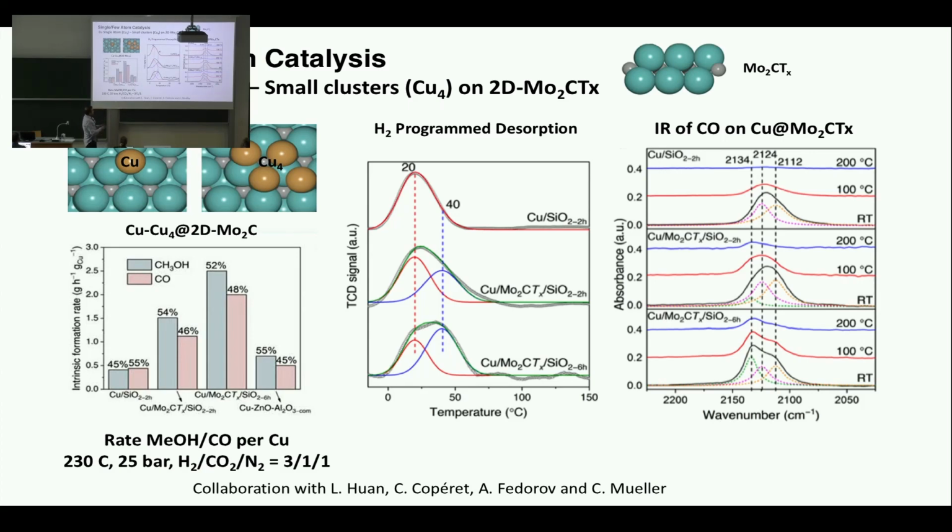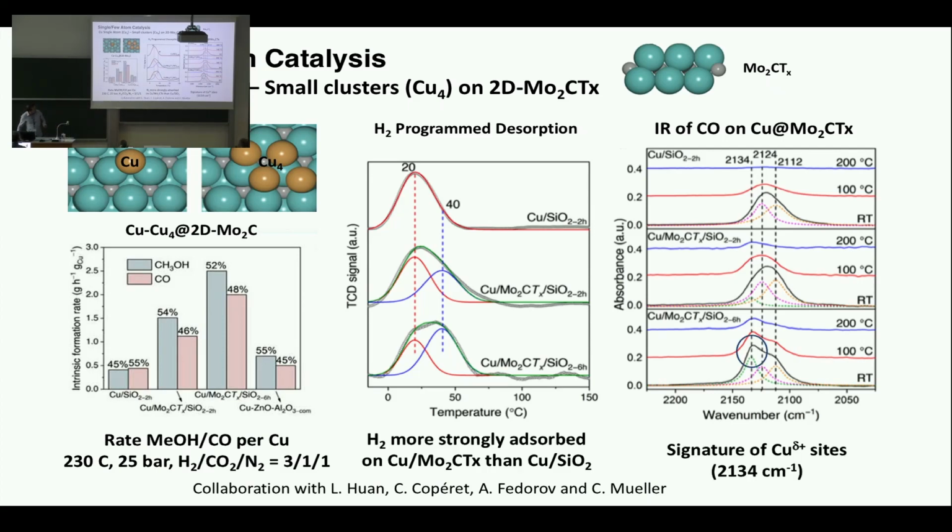And if you then try to assign what is the site responsible for catalysis, and these are hydrogen programmed desorption experiments, you see that on the most active system you have an additional peak here at higher temperatures in comparison to the reference catalyst with pure copper. And not only that, but if you contact CO with this system, you see this additional signal here that is actually a signature of a copper delta plus site. So that would be the two main known things experimentally from this material.